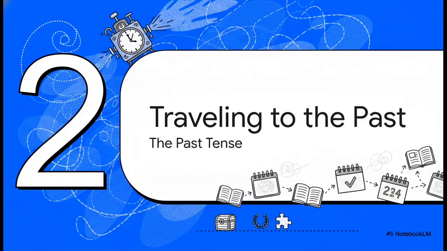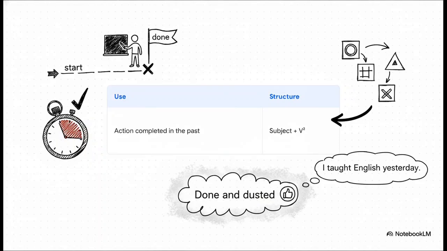All right, let's grab the controls and dial our machine backward. We're heading into the past, the world of finished stories and completed events. And just like the present, we've got a few different ways to tell those stories. The simple past is your most straightforward tool for talking about the past. There's zero connection to now. The action started, it happened, and it ended. Period. I taught English yesterday. It's a clean, finished event.